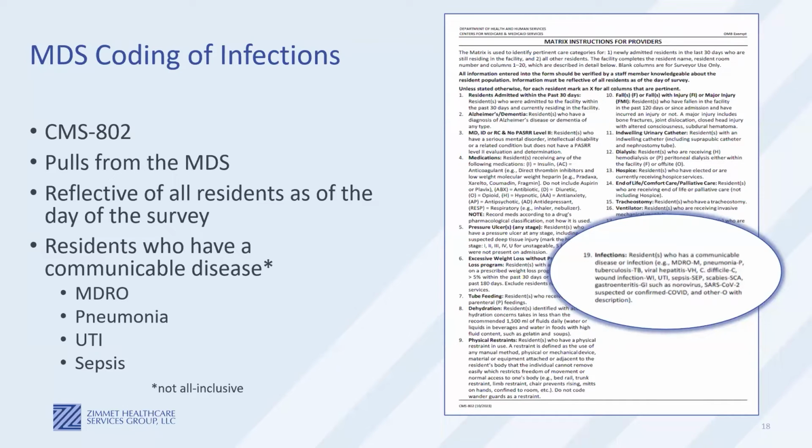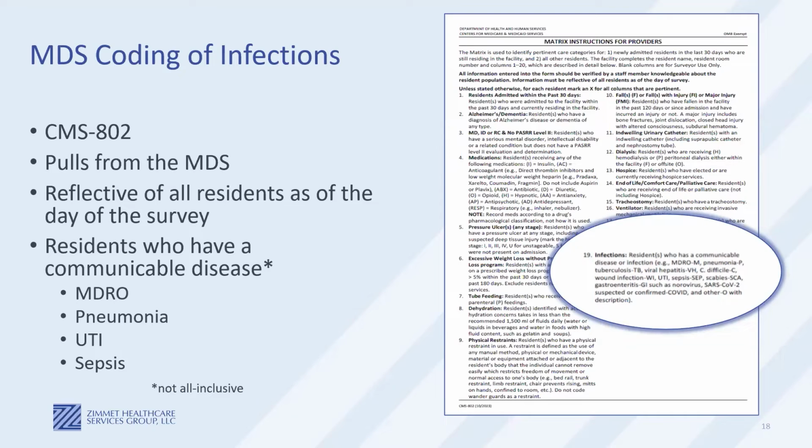Your MDS could be almost a quarter old before the next one is in there. So you don't want to report on your 802 that someone has an infection that was resolved 2 weeks ago or 3 weeks ago or a month and a half ago. This one also pulls from the multi-drug resistant organisms. It pulls pneumonia, tuberculosis, viral hepatitis. So those are familiar. Those are directly from the MDS. Pulls UTI and wound infections right from the MDS.